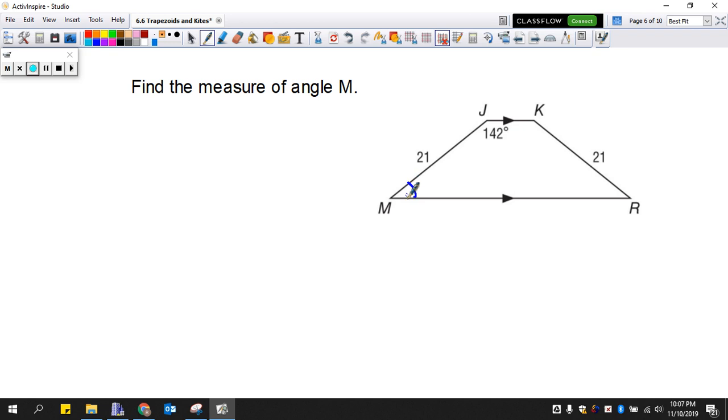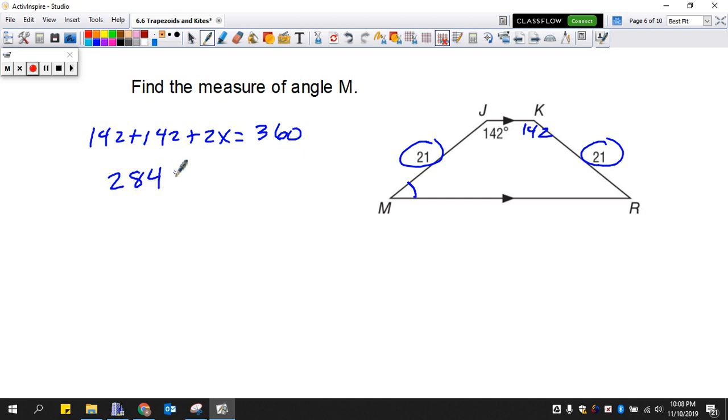We're going to use the same thing. We see 21 and 21, so this is an isosceles trapezoid. The angle we're given is 142. So we can say 142 plus 142 plus 2x is equal to 360. So 142 plus 142 is 284 plus 2x equals 360. Subtract 284.